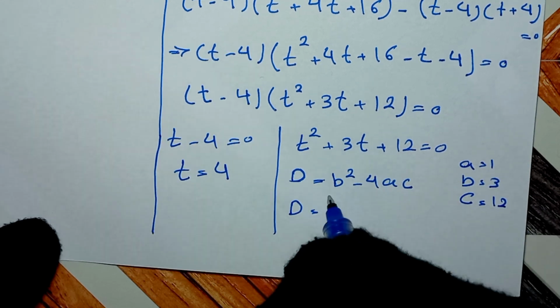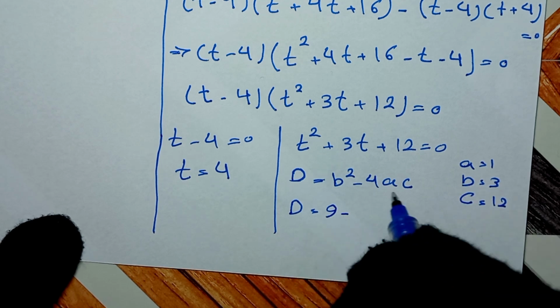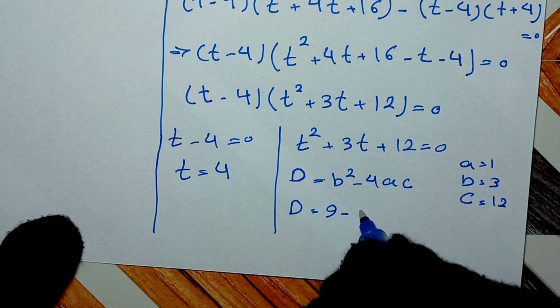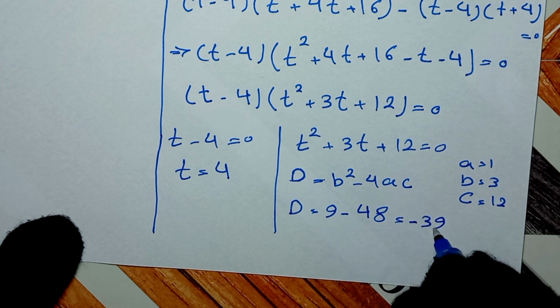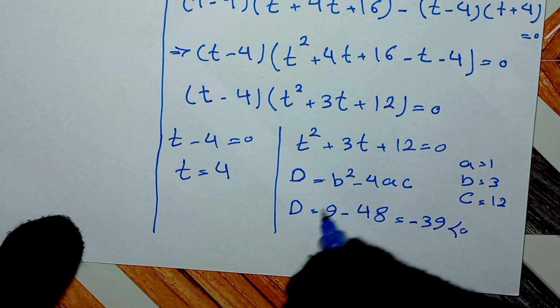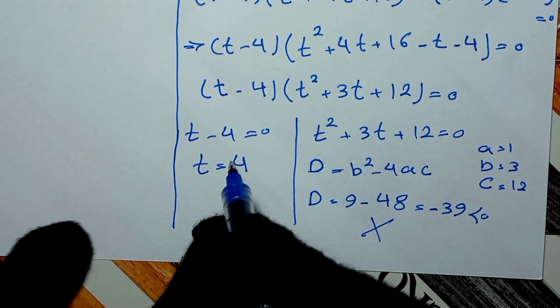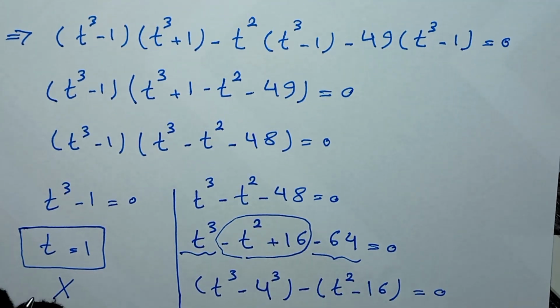So it will be b squared, 3 squared is 9, minus 4ac. 4 times a times c will be 48, right? And 9 minus 48 will be negative 39. This is less than 0, so here we have no real solution, so we reject this equation, and we continue with t is equal to 4. So we recall this here.